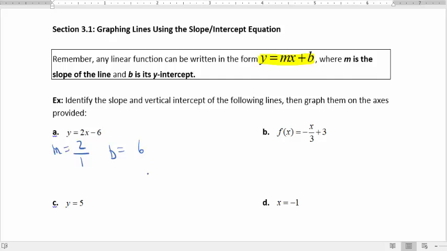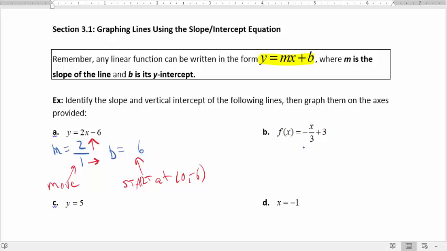So what this is going to mean for us is when we go to graph, we're going to start at the point 0, negative 6, and then we're going to move up 2 over 1, because slope is always rise over run. So the rise of 2 meant you go up 2, and the run of 1 meant you went right 1. And we'll do that with all these.